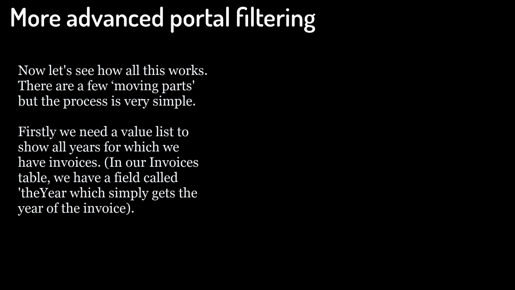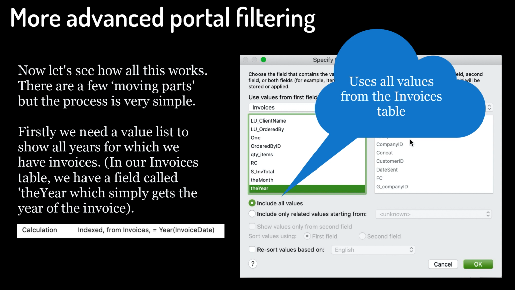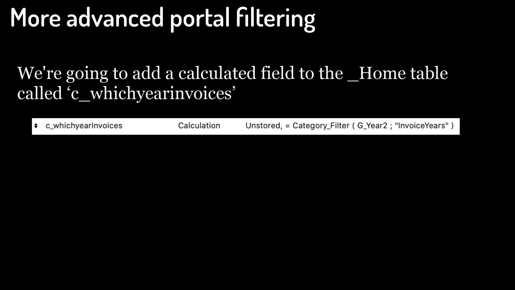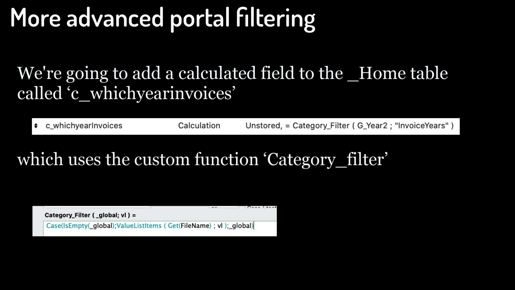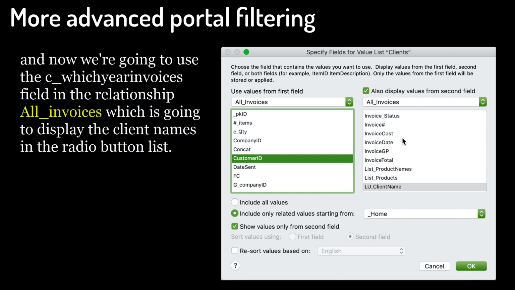Firstly, we need a value list to show all years for which we have invoices. In our invoices table, we have a field called the year, which simply gets the year of the invoice. We're going to add a calculated field to our home table called See Which Year Invoices, which uses the custom function category filter shown below. And this says that if the global field has a value, use that value, otherwise use all values from the value list itself. And now we're going to use the See_which year invoices field in the relationship all invoices, which is going to display the client names in the radio button list.